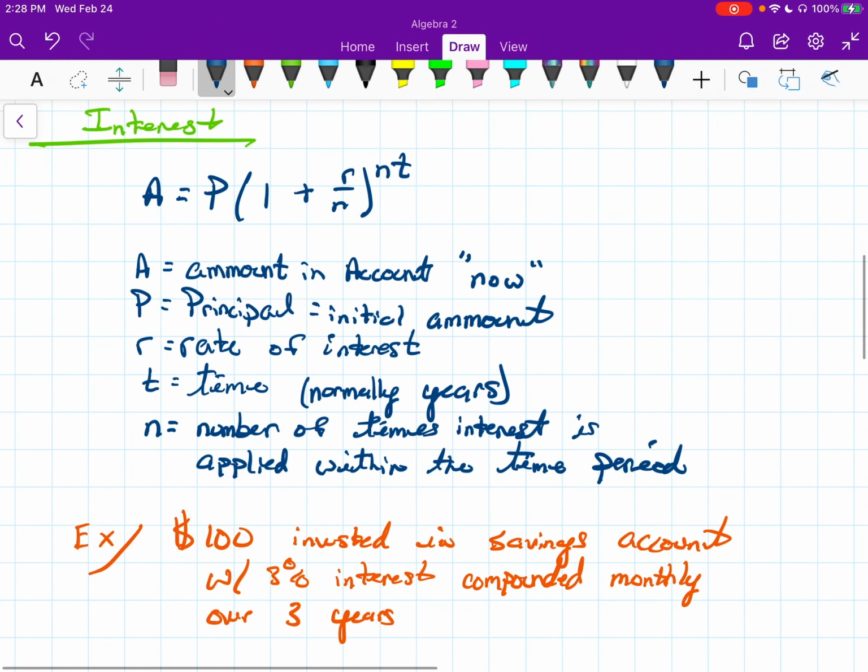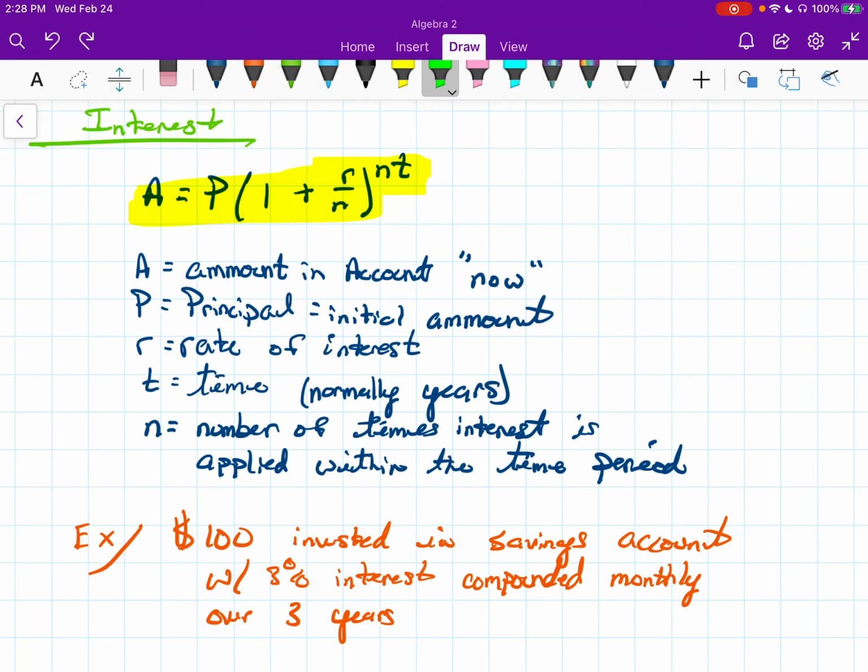The general form or the general function that we're going to use here is A equals P. Well, I'll just let you read that. Right? And this n and t there is in the exponent. So what does this mean? Well, A is the amount in the account now, like right now. And I put the now in quotes because sometimes whenever we have word problems, now is a relative term. You kind of think about, well, what is now?